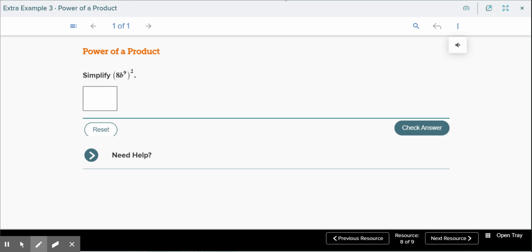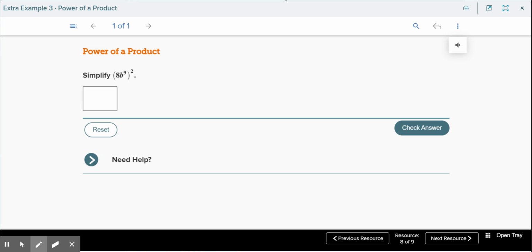All right, so we have one last example problem here. This is similar to the one that we just looked at. We have the coefficient there. So this has a coefficient of 8, b to the ninth, and then that whole value is going to the second power. So one last time, I'd like you to pause the video, try this example problem real quick, and then restart the video and see if you got the answer right for this one.